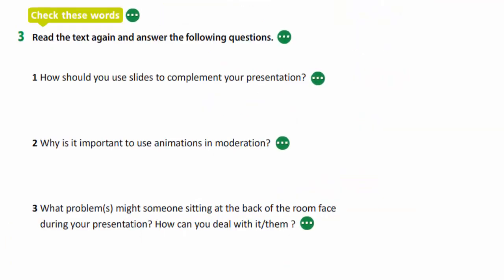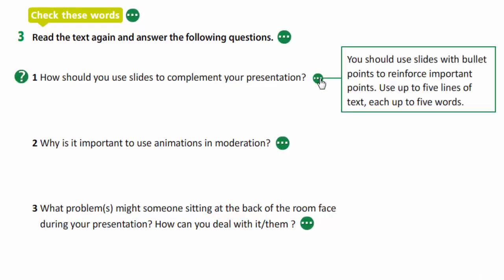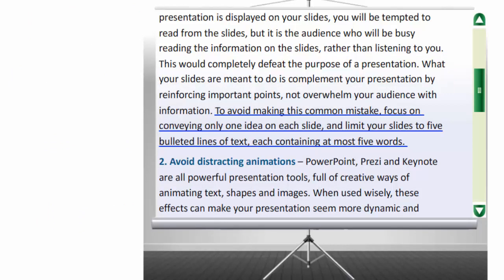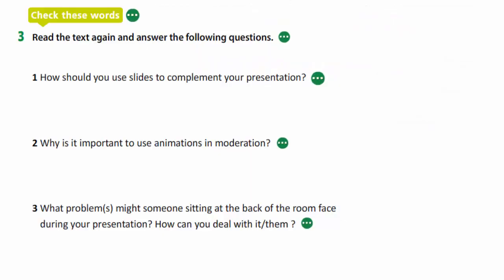In exercise 3, you are to read the text again and answer the following questions. How should you use slides to complement your presentation? You should use slides with bullet points to reinforce important points. Use up to 5 lines of text, each up to 5 words. According to the text, you should avoid making this common mistake. Focus on conveying only one idea on each slide. Limit your slides to 5 bulleted lines of text, each containing at most 5 words.